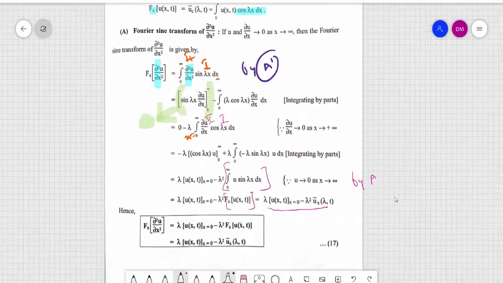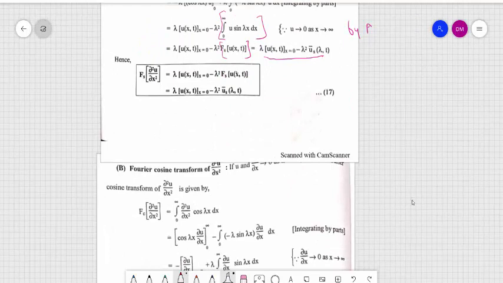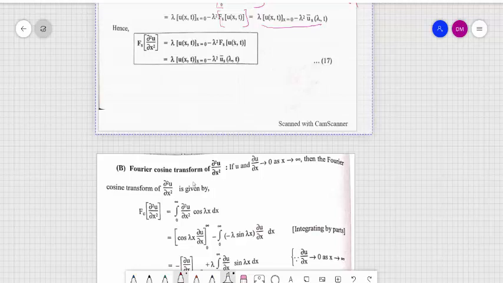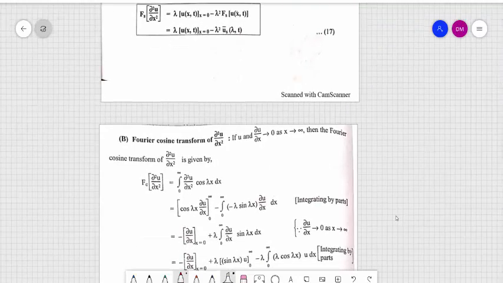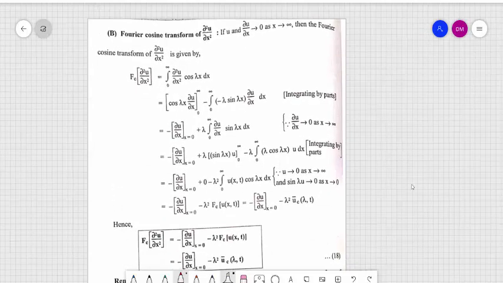In the same way we can think about the Fourier cosine transform of ∂²u/∂x². We are just taking interest only in the derivatives which are present in the wave equation or heat equation, like that. So part B is good homework for you.